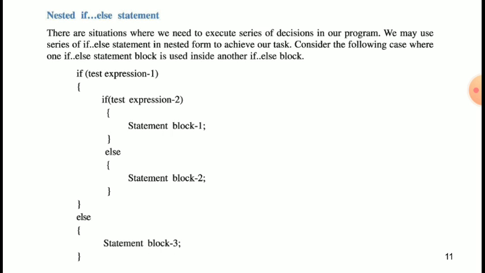Explanations. First, if test expression 1 is evaluated to true, then test expression 2 will be checked. Second, if test expression 2 is evaluated to true, statement block 1 will be executed. Otherwise, statement block 2 will be executed. Third, if test expression 1 is evaluated to false, the control will go to the else part and statement block 3 will be executed. So that is a nested if else statement.